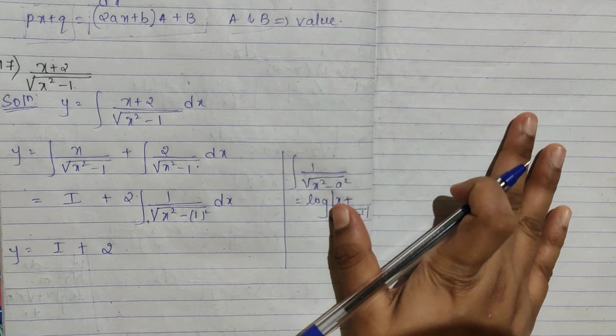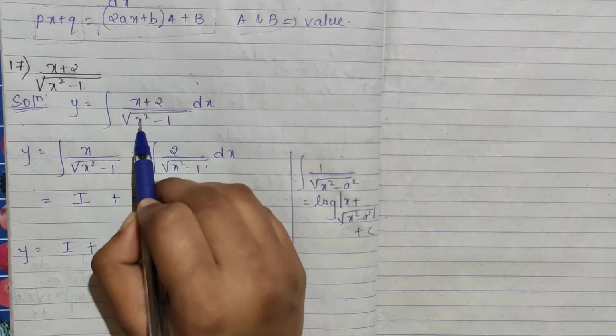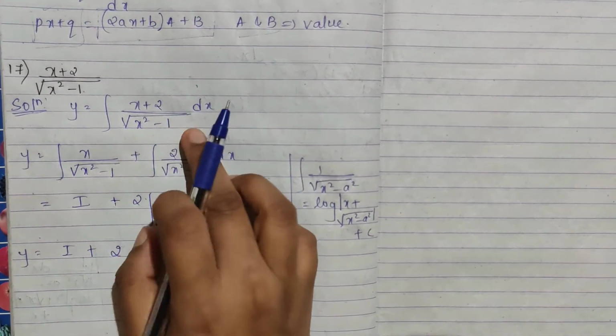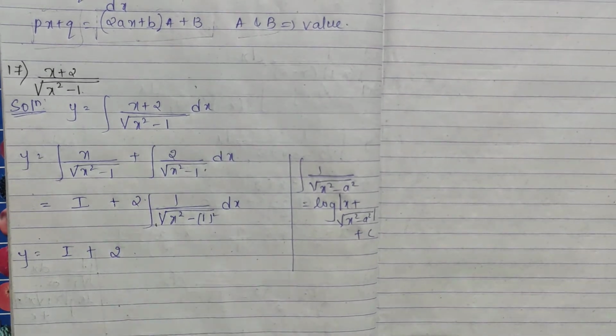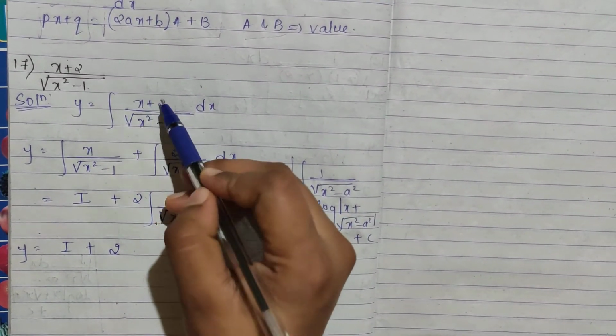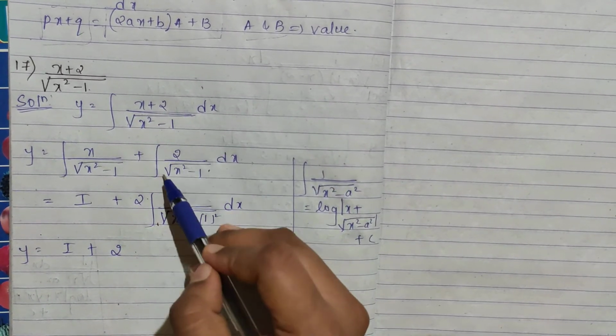Next question is the 17th one. We are getting x plus 2 divided by root of x square minus 1. Here it is not 3 terms with the quadratic equation, it is with 2 terms. So we can apply direct integration, right? That is this by this by this, right? So integration x by root of x square minus 1, 2 by root of x square minus 1.